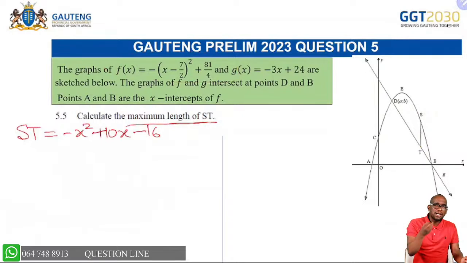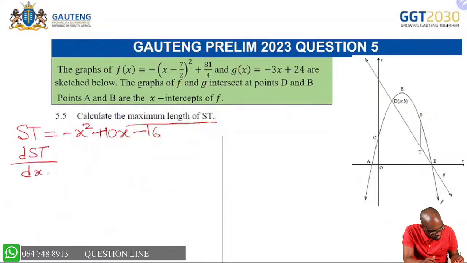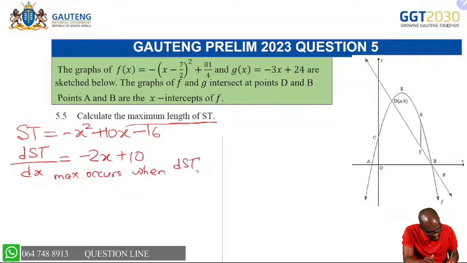You can use calculus, where the maximum occurs when the derivative is equal to 0, or you can use minus b over 2a. So I just use calculus here. dST/dx would be minus 2x plus 10. And then remember, the max occurs when dST/dx is equal to 0.